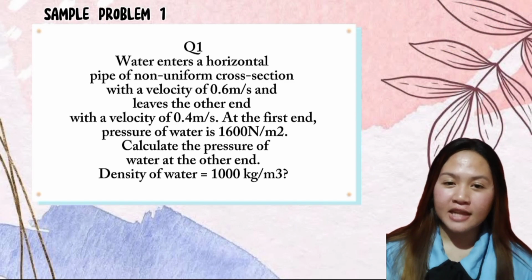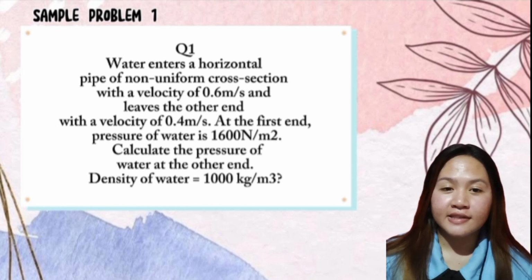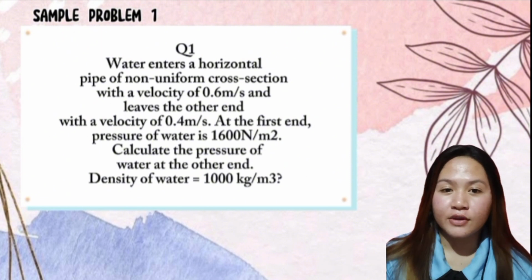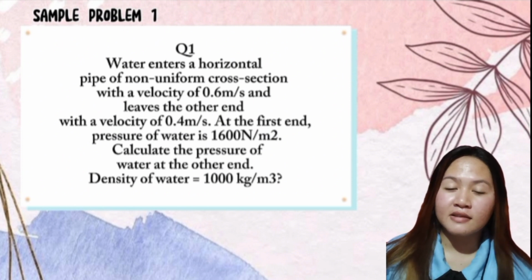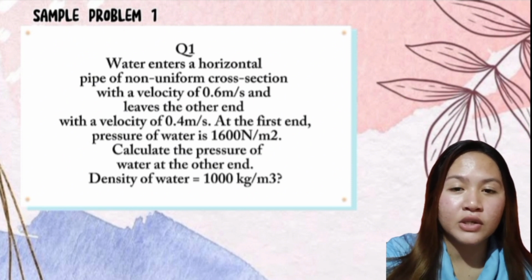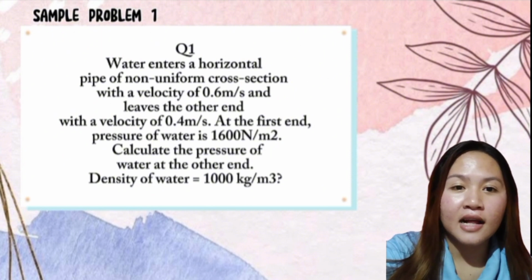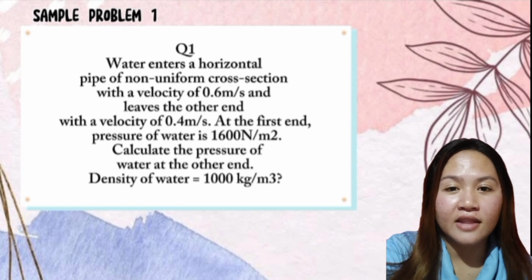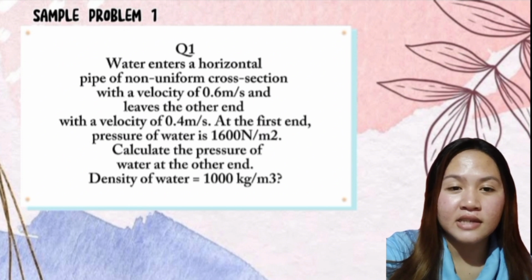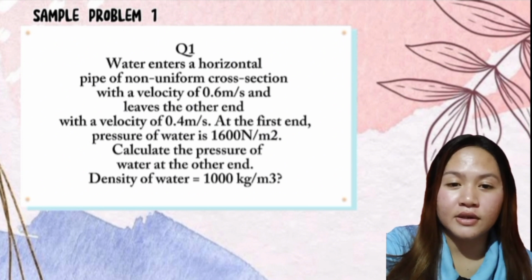Let's try answering sample problem number 1. Water enters a horizontal pipe of non-uniform cross-section with a velocity of 0.6 meters per second and leaves the other end with a velocity of 0.4 meters per second. At the first end, the pressure of the water is 1,600 newtons per square meter. Calculate the pressure of water at the other end. The density of water is equal to 1,000 kilograms per cubic meter.